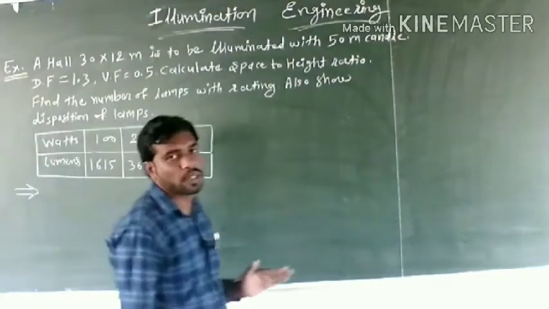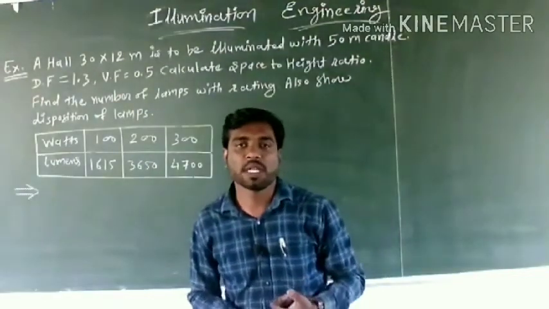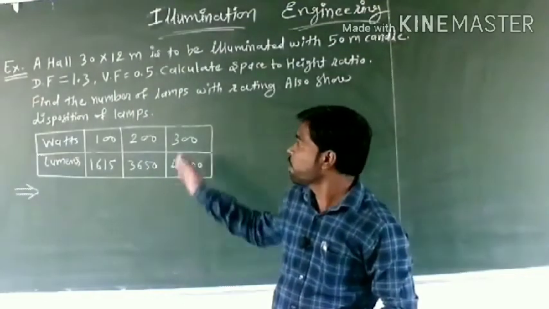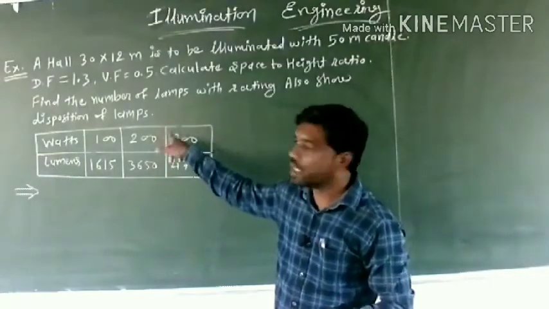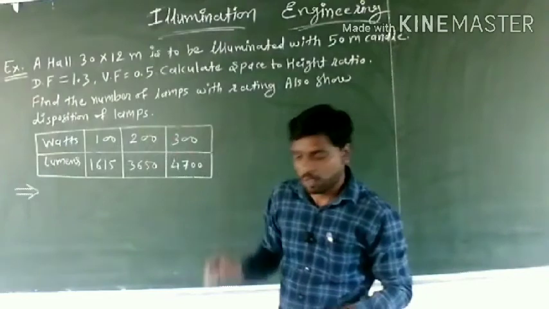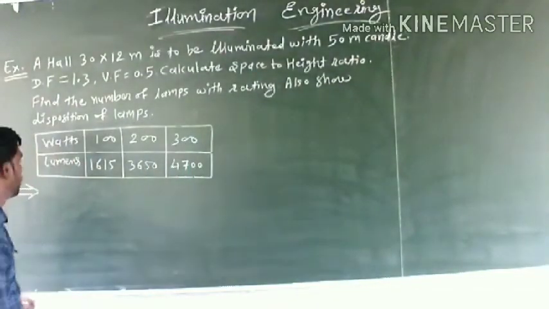So in this numerical, you have to first calculate space to height ratio. Then after that, second point is you have to calculate the number of lamps with their rating and also show their disposition. Okay. So let us start this numerical. First write down given data.